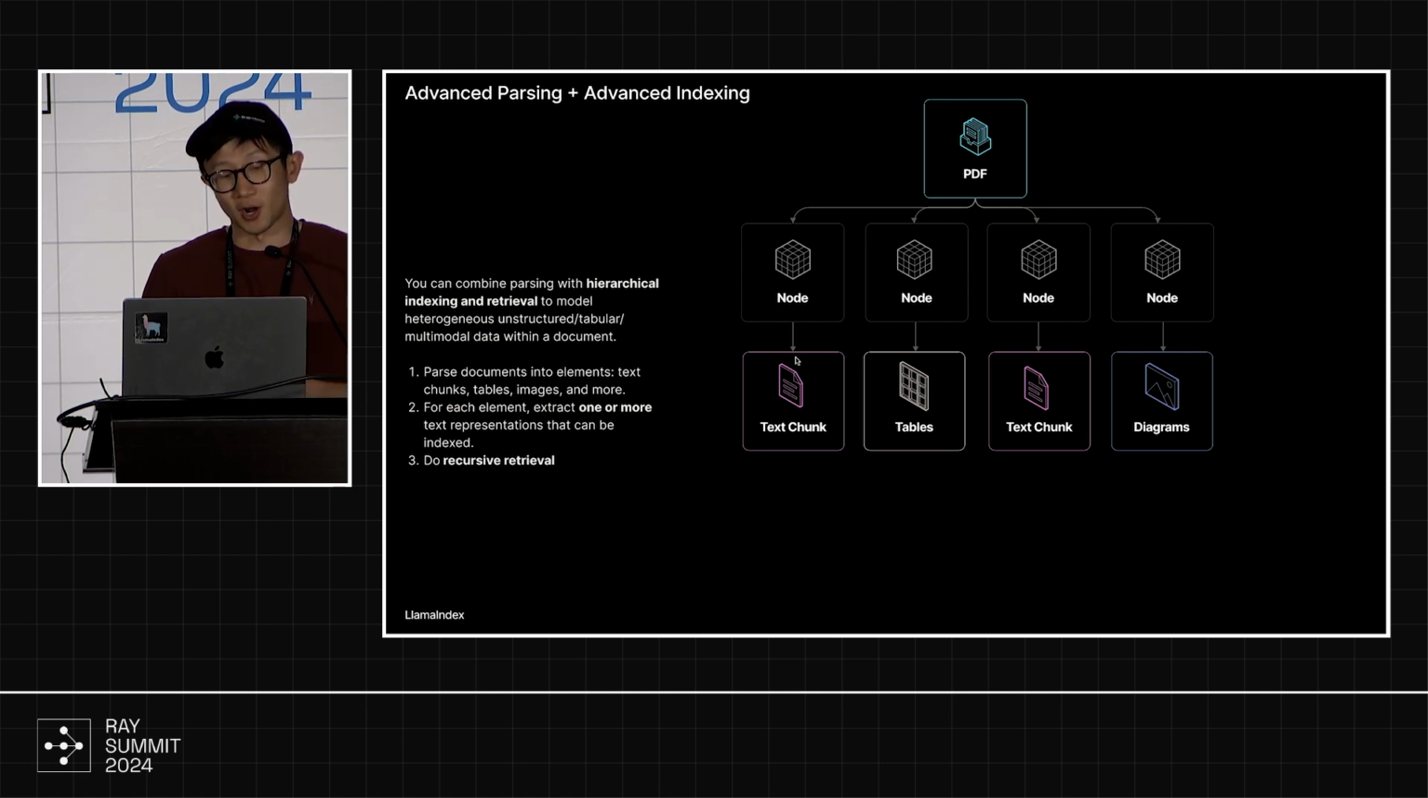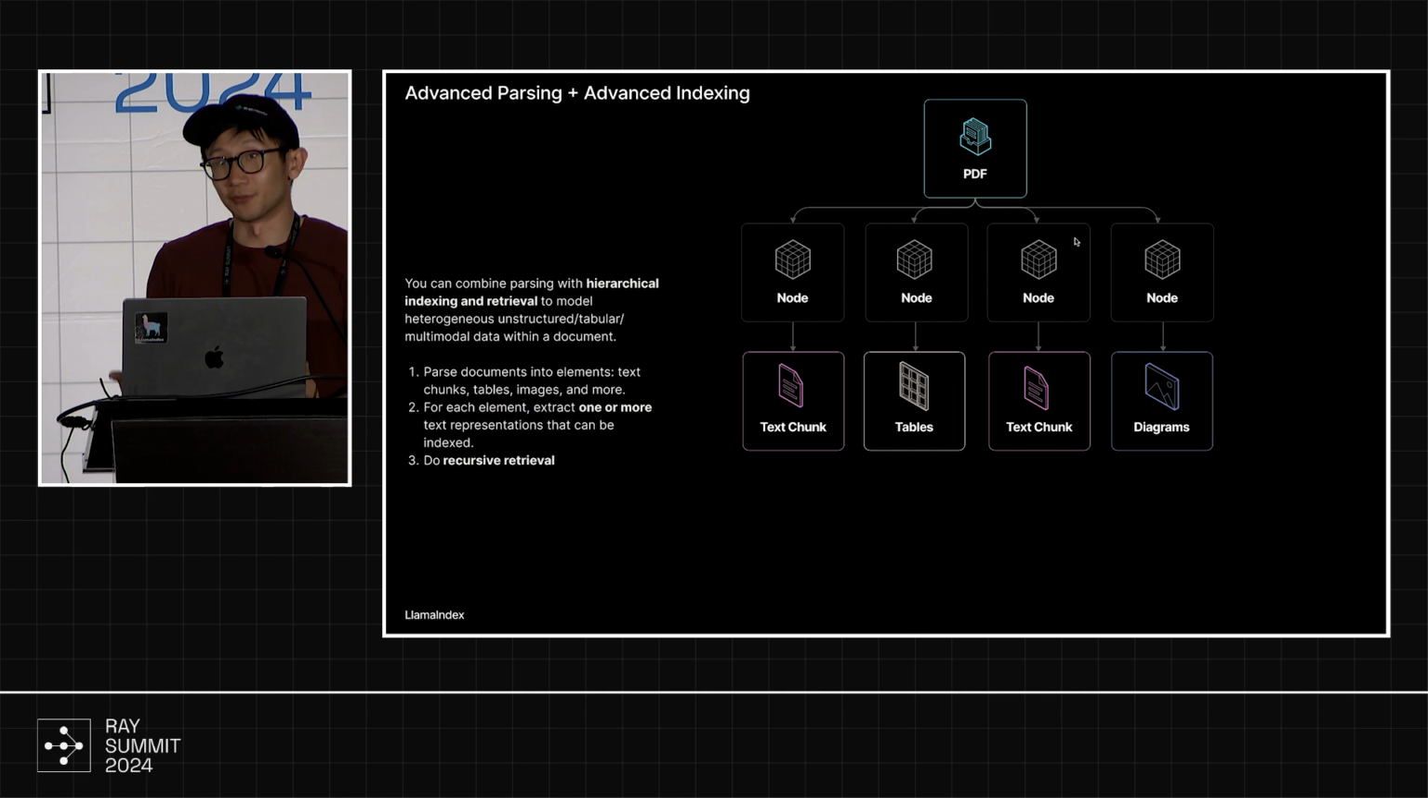So the three-step process is you leverage your parser, parse stuff into different elements, and then for each element, extract a few different types of text representations that can be indexed, and then have every single one of these text representations point to the underlying source representation. These nodes in the middle layer, the text representations, are the things you're going to put into your vector database and store along with any sort of structured metadata.